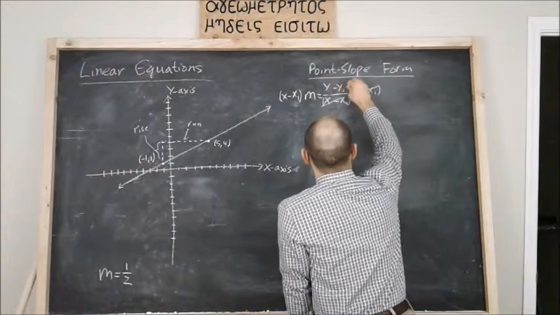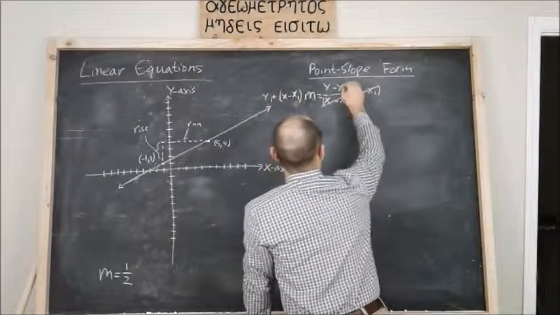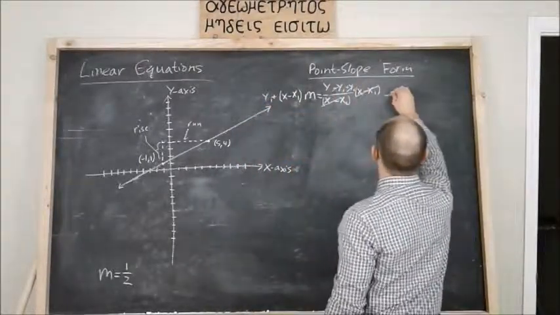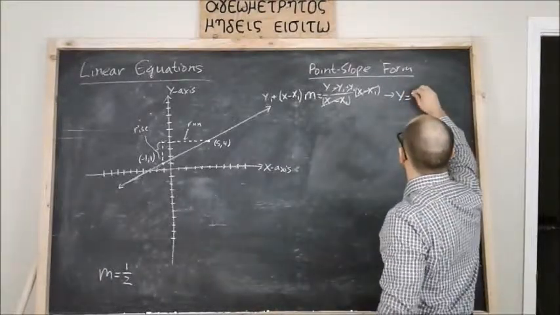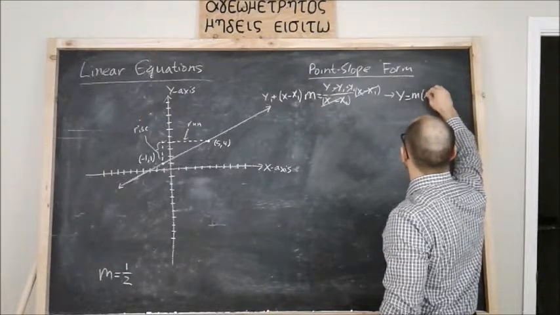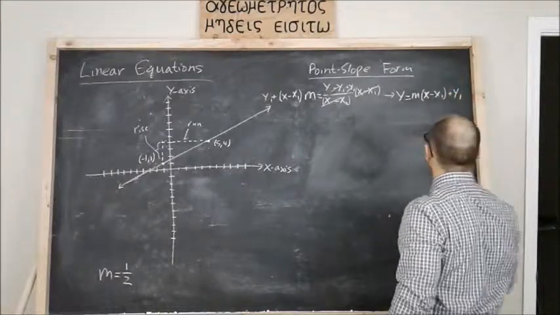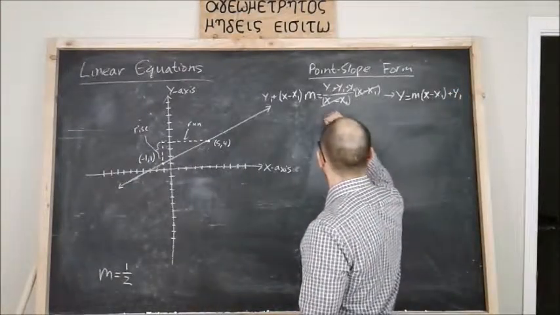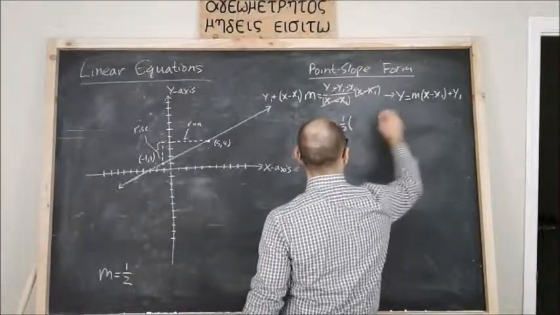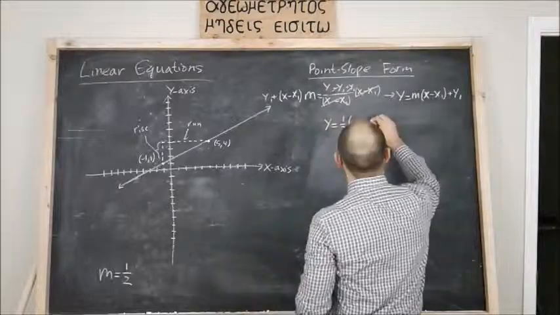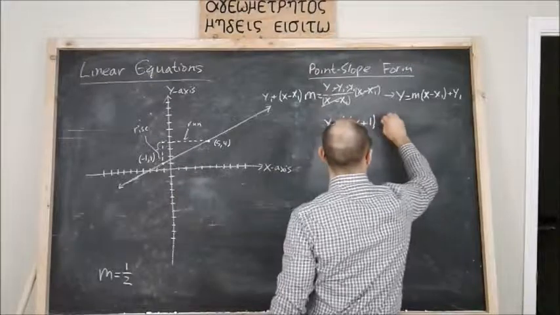So if I add a y1 to both sides, well, then these are going to cancel, and I'm left with what? y equals m times x minus x1 plus y1. I know m, so let's solve. y equals, m is 1/2, okay. x is our variable, minus a -1 is +1, and then y1 is the +1.